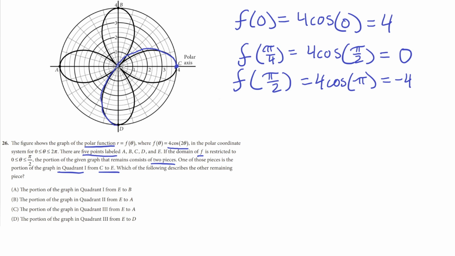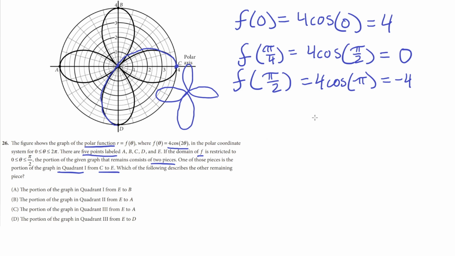And we know that it's not going from E to A because polar graphs are drawn like this. They go in this order for polar graphs that look like lotuses. So we would have to cover this arc before we go over here.